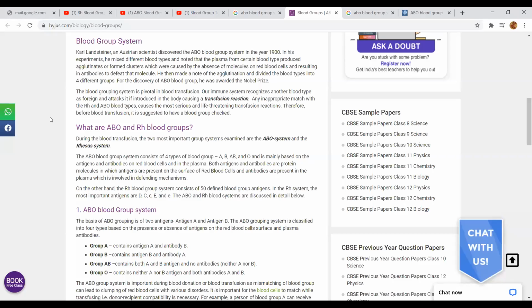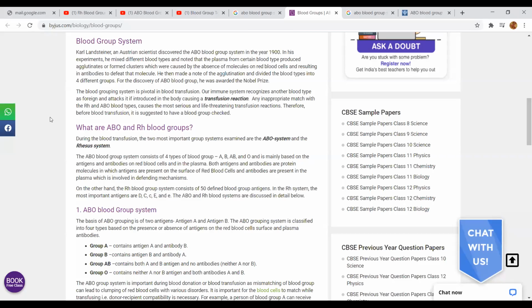For practical, the thing I wanted to tell you all about is the blood grouping system, or how you can find out what the blood group of a person is. As a part of immunology, blood is a very important part of this subject, so the blood grouping system is also an important part.